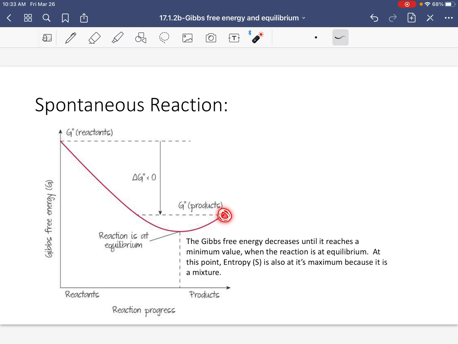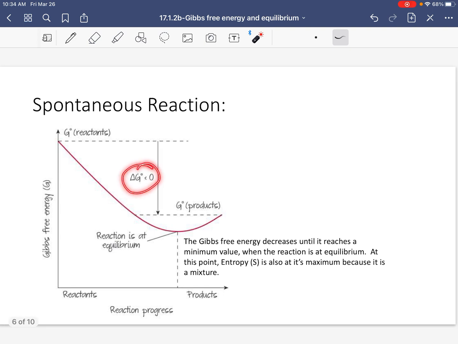Another thing that you can pick out of this graph is that if you look at the endpoint, the Gibbs free energy endpoint and its starting point, it's lower. Okay? It's lower. What that means is that energy has been released. You can think of it that way. And nature favors that. Nature favors delta G being less than 0.